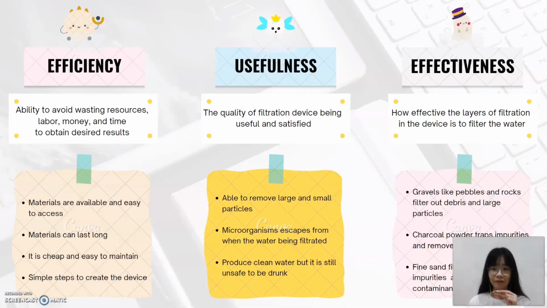As for the effectiveness, we need to know how effective the layers of filtration in the device are at filtering the water. The gravels such as pebbles and rocks can filter out debris and large particles. Charcoal powder will trap impurities and remove chemicals in water. Fine sand filters out the fine impurities and smaller contaminants.